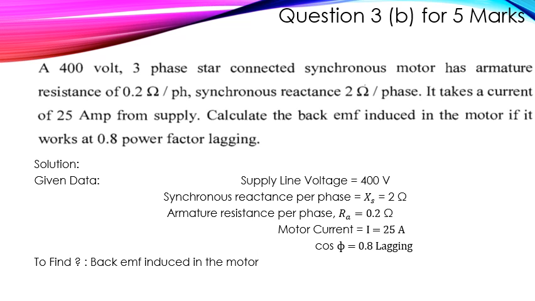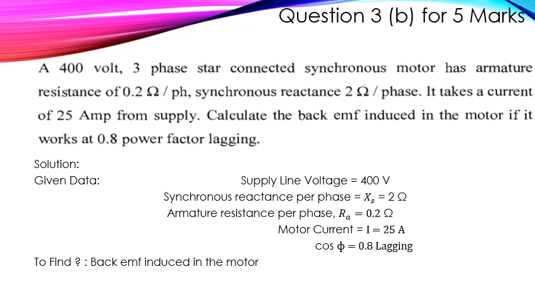The next question is question 3B for 5 marks. The question is: a 400 volt 3-phase star connected synchronous motor has armature resistance of 0.2 ohm per phase, synchronous reactance 2 ohm per phase. It takes a current of 25 ampere from supply. Calculate the back EMF induced in the motor if it works at 0.8 power factor lagging. We have already seen this question in summer 2018, but still I have taken it here to observe the difference between the calculations when the conditions given are different.